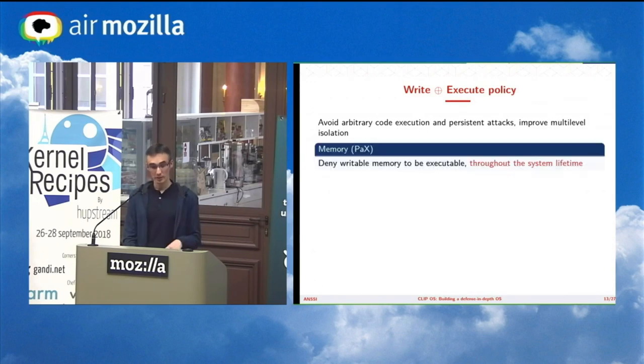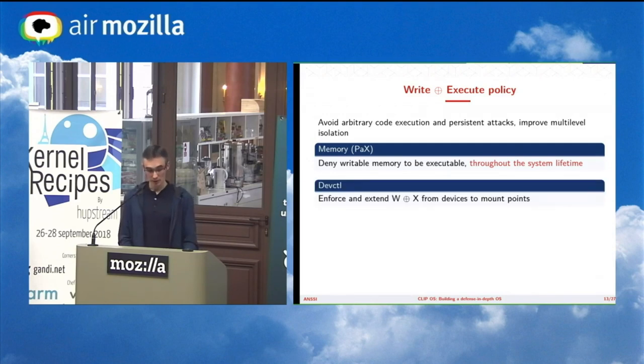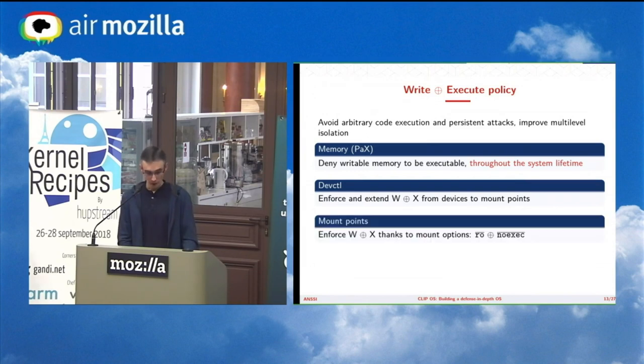So this is implemented on the memory part, thanks to PaX mainly, which allows to deny any writable memory to be executable. It is also implemented thanks to our LSM, with a feature called devctl, which enforces the same principle on mass storage devices. And these constraints on the devices are then propagated to mount points. On the mount points, we can then use mount options to enforce either a read-only mount point or a noexec one.